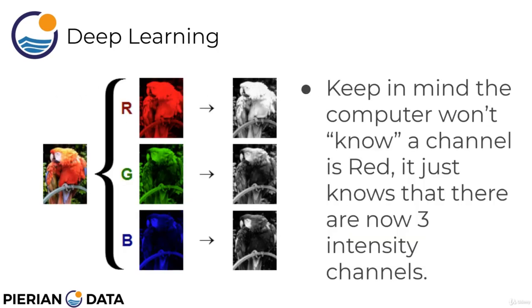You should also keep in mind that the computer won't actually know if a channel is red. It just knows that there are now 3 intensity channels. So keep that in mind in case your images happen to have different color encoding. Certain programs will encode, instead of red, green, blue, blue, green, red. That won't matter much for our use case of convolutional neural networks, because the network doesn't care what order the colors are fed in. It just cares that there are 3 intensity channels.